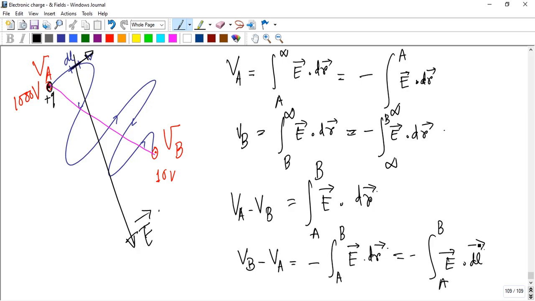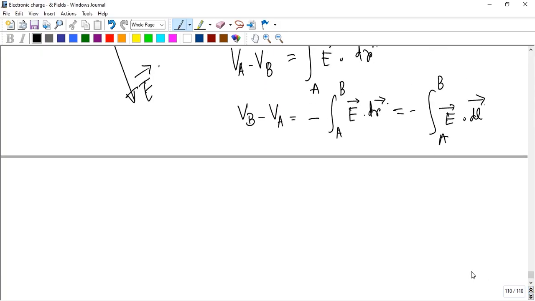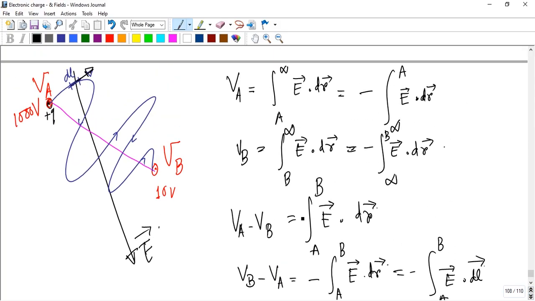Now bring a charge from infinity to a place at B. So what is the work done? What is the concept of work done? Bring a test charge from infinity to point A. Suppose you bring a test charge, say a positive 1 coulomb charge, from infinity and place it at point A.